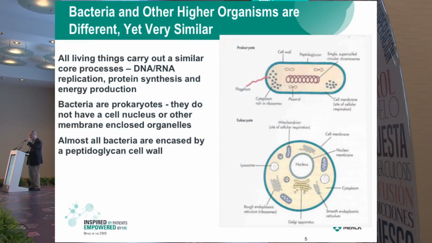Next slide. Here we are. Okay, so bacteria and other higher organisms are different. Bacteria we call prokaryotic. They were the original life forms. Humans are eukaryotic. Mammalians are eukaryotic, and there's a big difference in the way the cells operate. DNA, RNA replication, protein synthesis, and energy production are pretty similar. Bacteria do not have a cell nucleus. Their DNA is not enclosed in a nucleus.